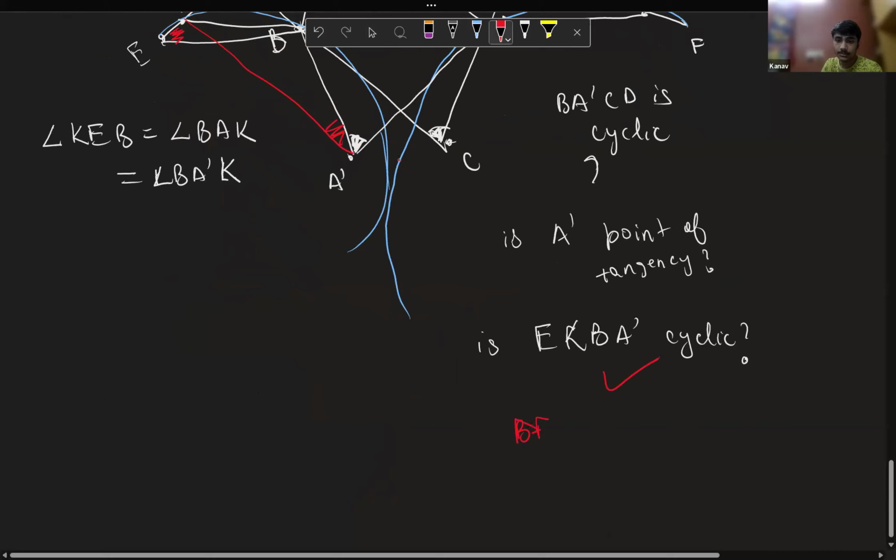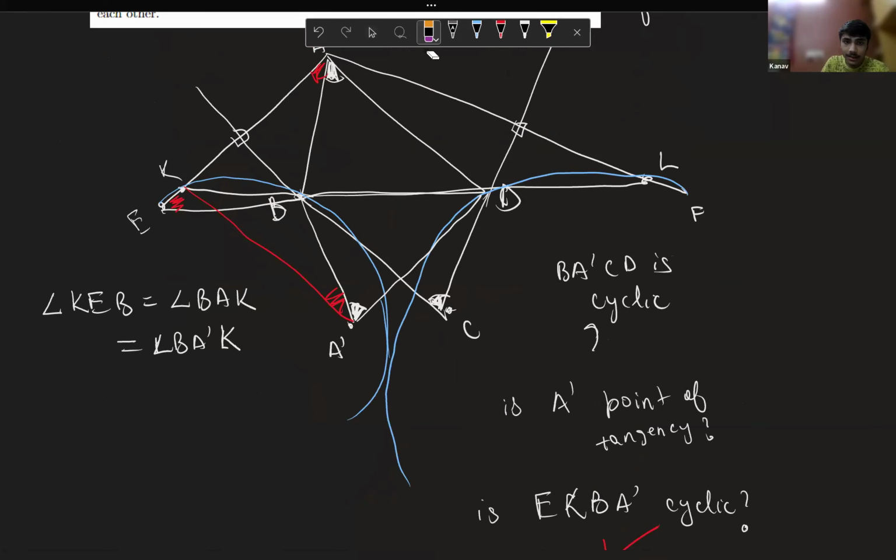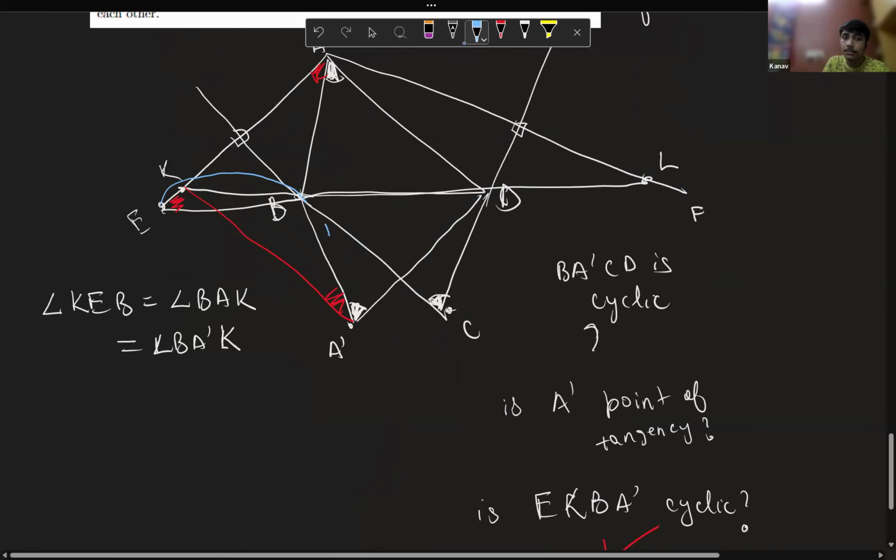By symmetry, DFL A prime is also cyclic. Great. So our conjecture that A prime is the point of tangency hasn't been proven false. It might be true.